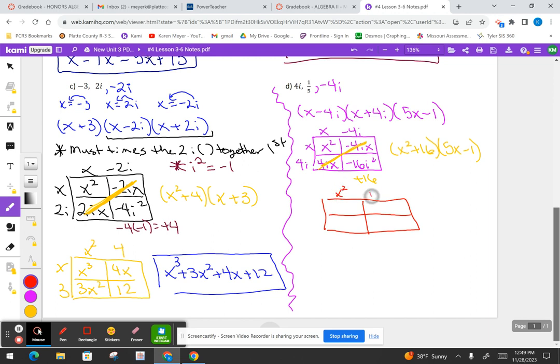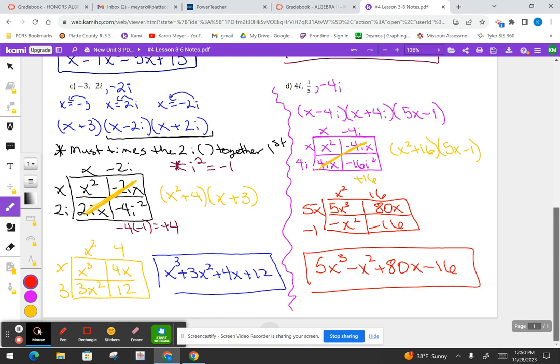So x squared, 16, 5x, negative 1. So then I'm going to get 5x to the third, 80x, minus x squared, minus 16. And then none of these are like terms, so just write all 4 of them down. 5x to the third. Remember to go in descending order. Minus x squared plus 80x minus 16. And that is your final answer. Done.